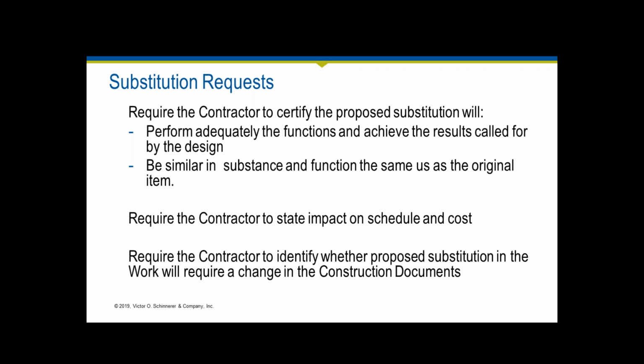This is what the standard form documents anticipate from the contractor, and that it be similar in substance and function and act the same as the original item. Require the contractor to state the impact on the schedule and cost so that it is clear what they're saying, what the proposed substitution will do, and what the benefits are, and what the impact will be. And then require the contractor to identify whether the proposed substitution will require a change in the construction documents.